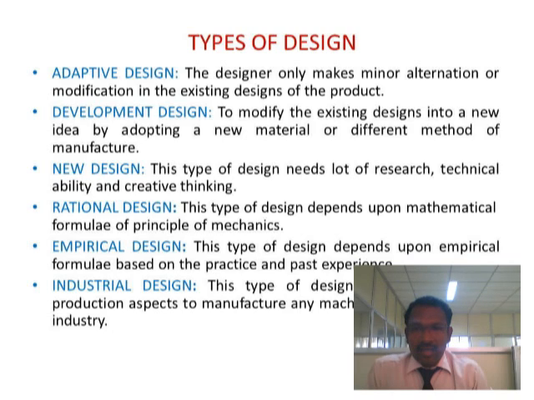Industrial design. This type of design is based on the production aspect. The new design, suppose, has some complex shapes and contours, etc. It must be easily manufacturable. Then only you can create the product.